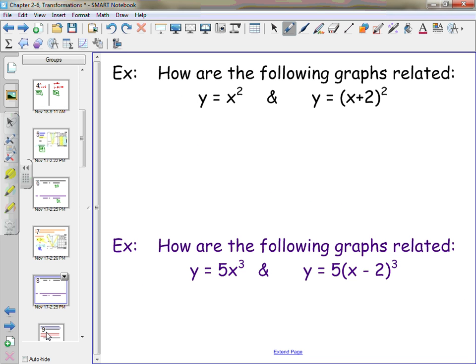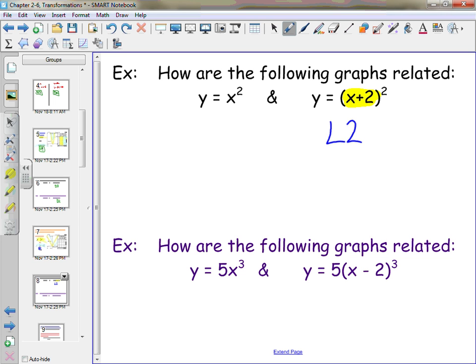Moving right along. How are the following graphs related? I have x squared and then x plus 2 quantity squared. It looks like it's supposed to go to the right, but which way is it going to be going? It's going to go to the left 2 units. Do we understand that? Just 2 units.